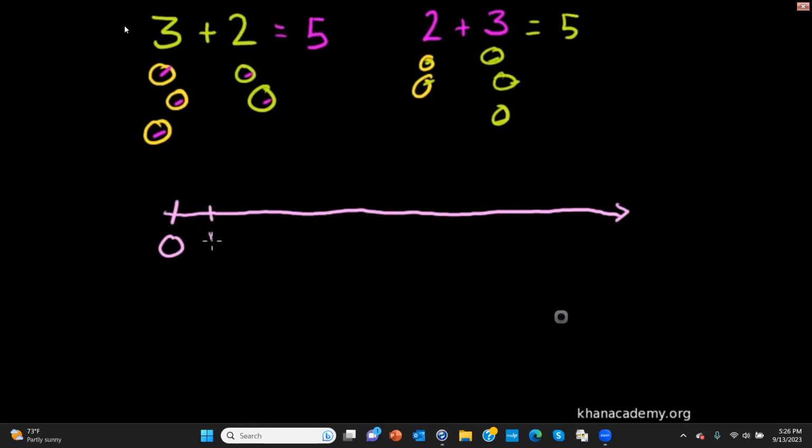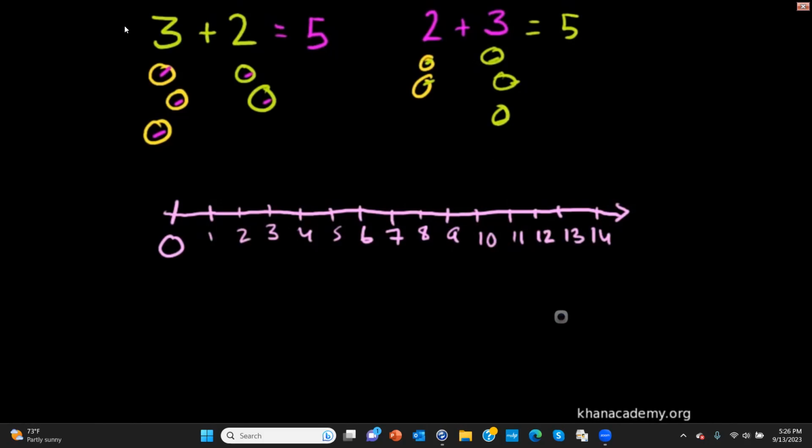0, 1, 2, 3, 4, 5, 6, 7, 8, 9, 10, 11. Let's go pretty high. 12, that way I can use the number line. 13, 14. I could keep on going. Maybe 14 will be enough for this video, but let's use the number line for these addition problems up here.